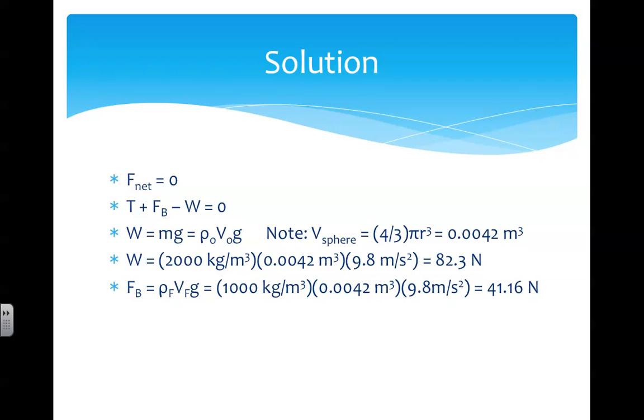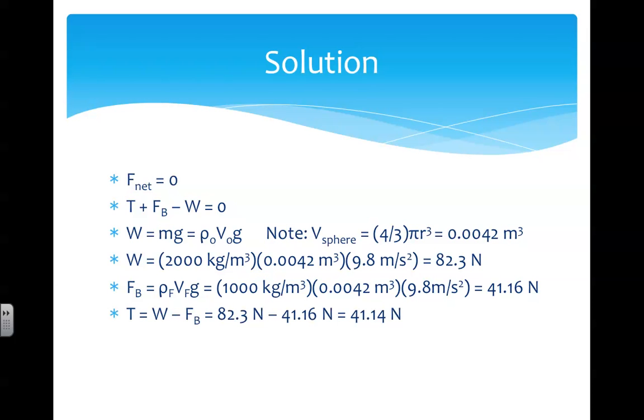Buoyant force in this case is equal to density of the fluid times volume of the fluid times g. The density of our fluid, water, is 1,000 kilograms per meter cubed. The volume of the fluid, in this case, is equal to the volume of the object, the whole object, which is 0.0042 meters cubed, times g, 9.8 meters per second squared, is a buoyant force of 41.16 newtons.